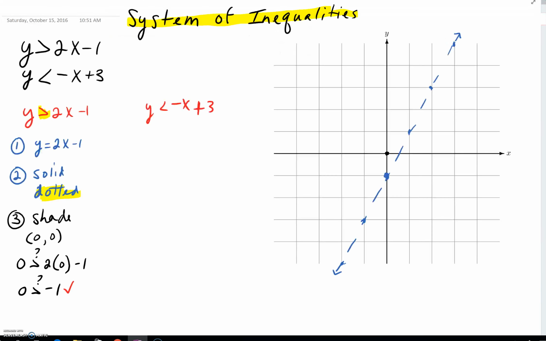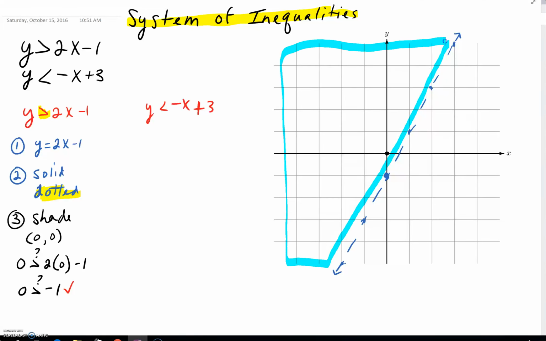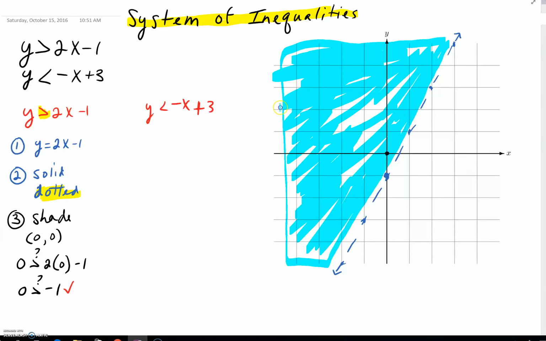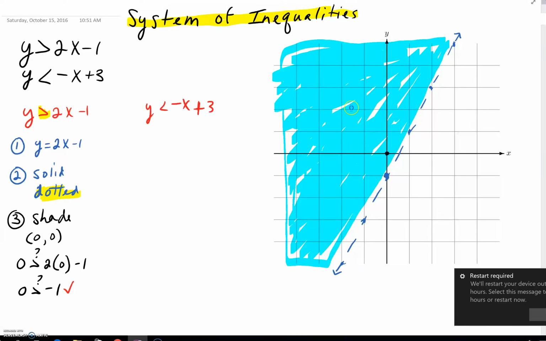So then I'm going to highlight this region. Sorry about that. I'm going to highlight this region, and every single point in here is part of the solution set for the region of y is greater than 2x minus 1. All right, so that is all part of our solution. So now the next thing that we do is we need to graph the second inequality.